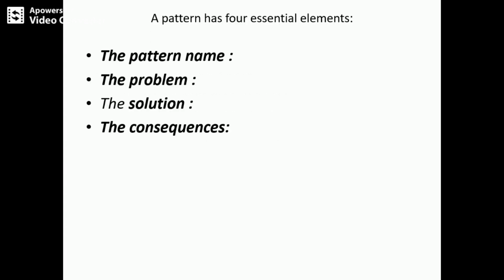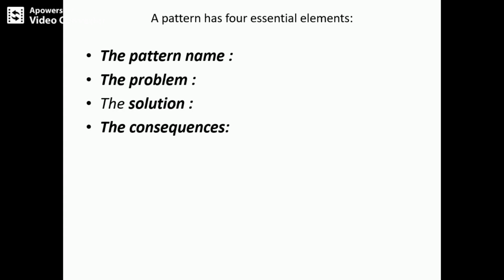A pattern has four essential elements: the pattern name, the problem, the solution, and the consequences. With the pattern name we can describe a particular problem, and we can increase our design vocabulary. With this, we can also talk about our college, department, universities. Without a pattern name, we cannot identify a particular object-oriented pattern.